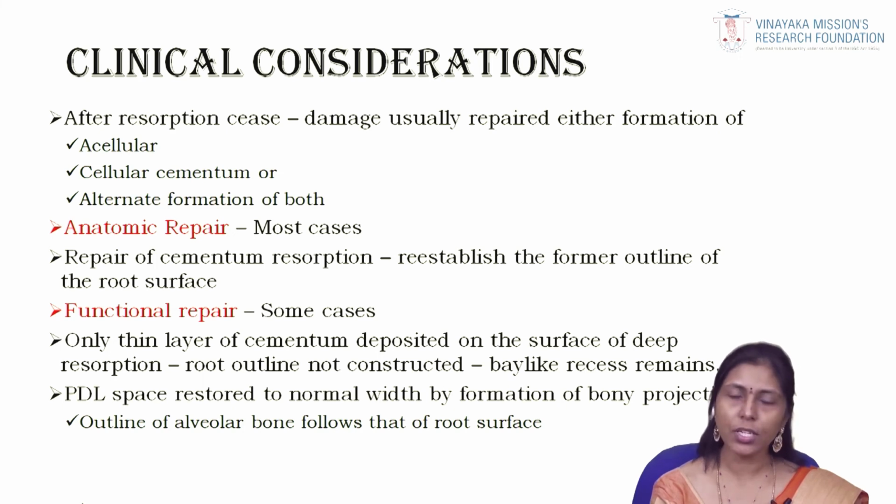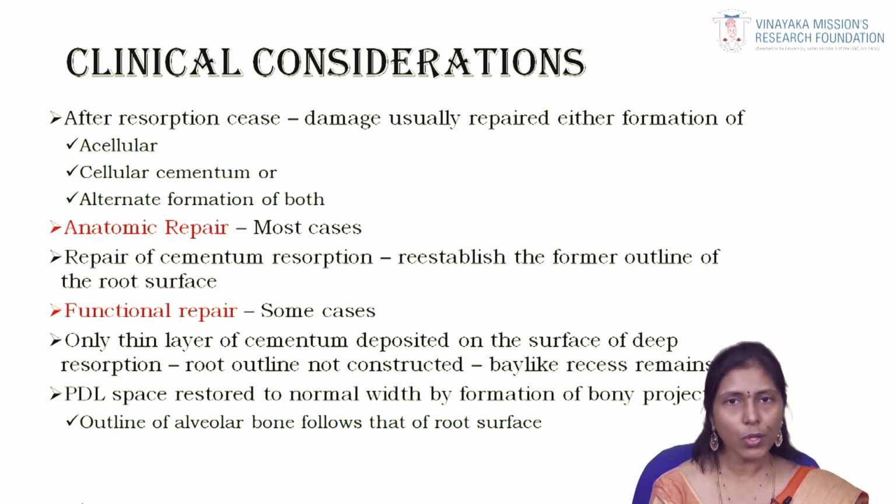Whereas, in case of functional repair, the cementum that is formed is going to be very minimal in amount, that is, thin cementum is formed, but how is the anchorage being established? Here, instead of the root establishing its outline, the alveolar bone is going to be produced more and the periodontal ligament width is going to be maintained. The space between the outer portion of the cementum and the alveolar bone, you call it as periodontal ligament space, where the periodontal ligament fibers are going to be present.